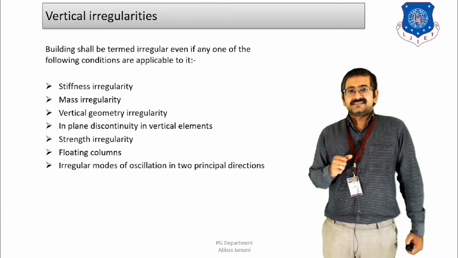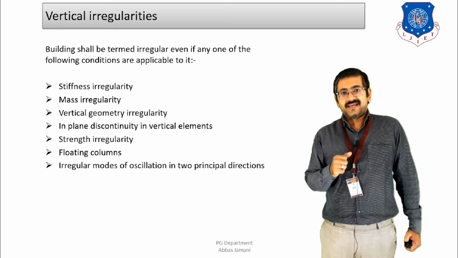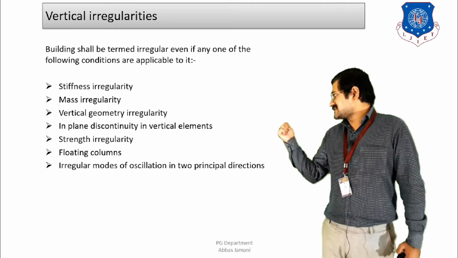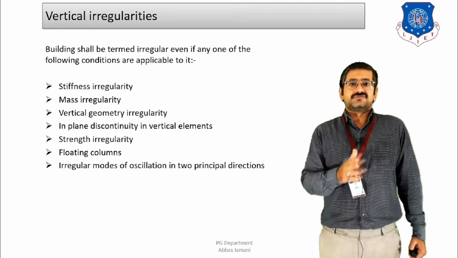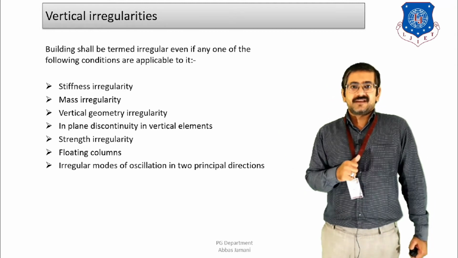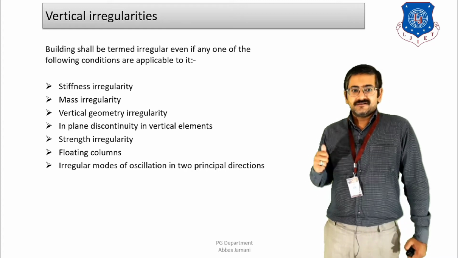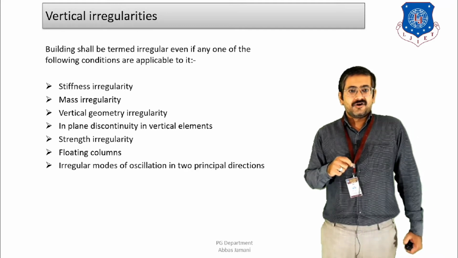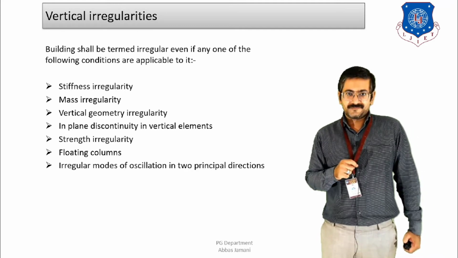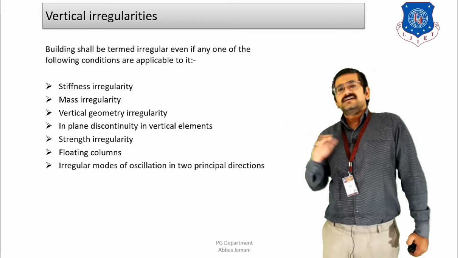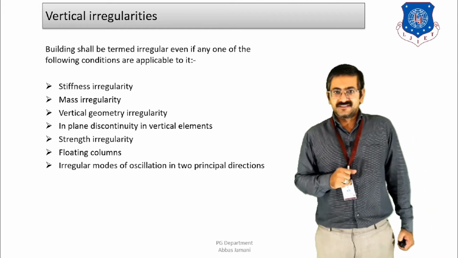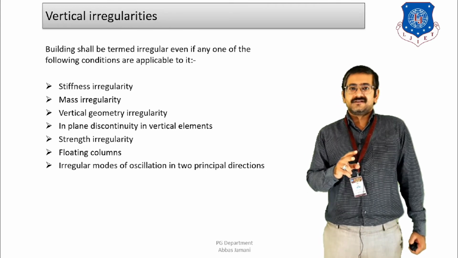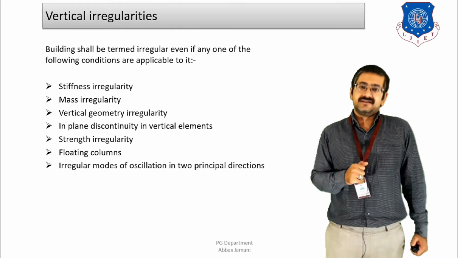Which are these 7 different types of vertical irregularities that we can have in a structure? The first type is the stiffness irregularity, also known as the soft story. The second is the mass irregularity. Third is the vertical geometrical irregularity. Fourth is the in-plane offset or in-plane discontinuity in the vertical elements. The fifth is the strength irregularity. The sixth is the presence of floating columns in the structure. And the last is the irregular modes of oscillation in the 2 principal directions of earthquake, that is the x direction and the z direction.